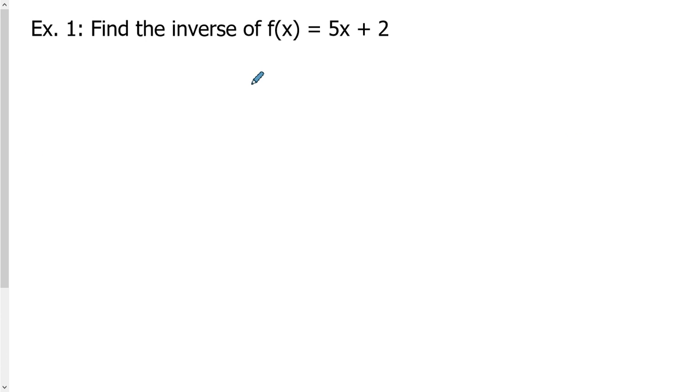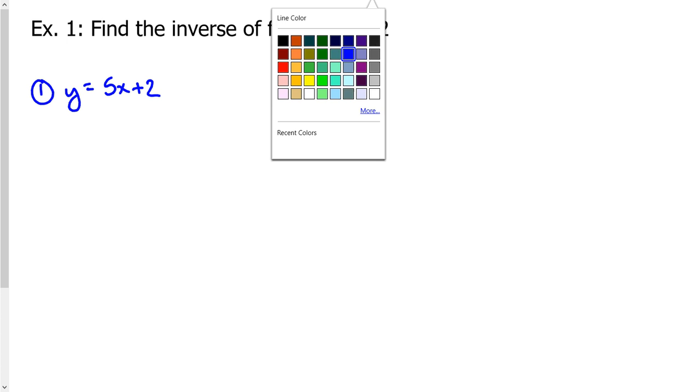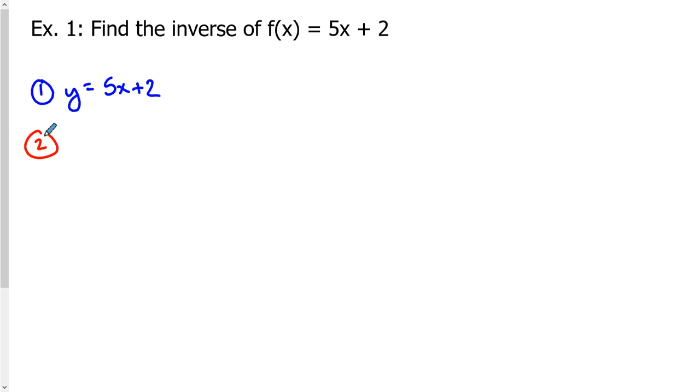The first one is the most basic. It says find the inverse of f of x equals 5x plus 2. This represents a linear function, and its inverse is also going to be a linear function. So step 1 says that I need to replace the f of x with y. So this is now y equals 5x plus 2. Then I need to switch my x's and my y's. So second step, now it's x equals 5y plus 2.